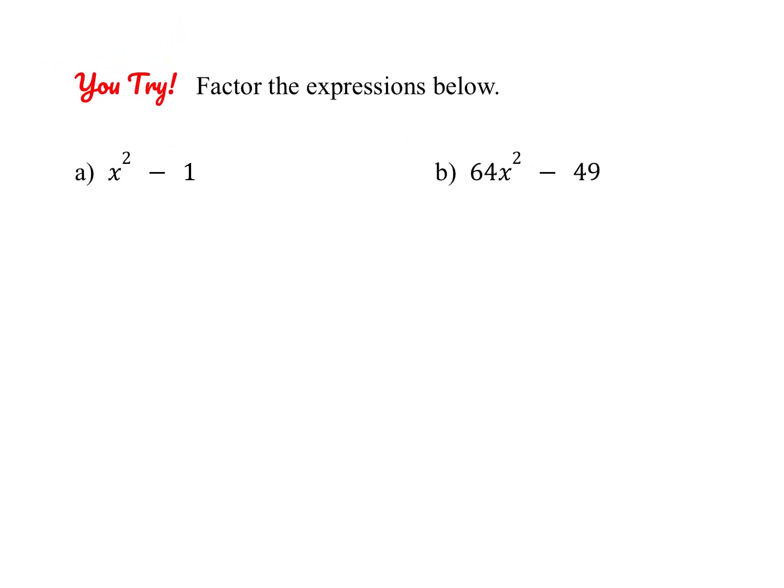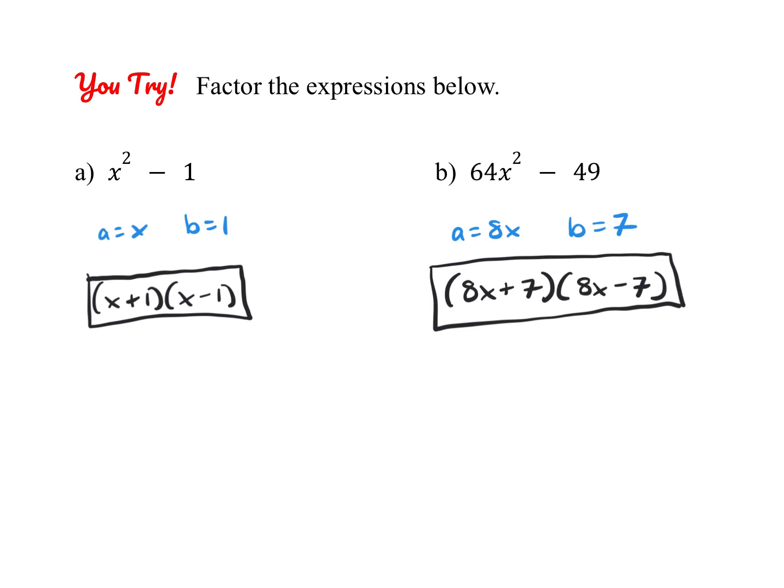All right, go ahead and pause the video and see if you can try these two on your own. All right, go ahead and check your work here. Please remember that 1 is a perfect square. We listed it out on the last slide. So our a value is x, our b value is 1. And then for part b, our a value is going to be 8x, and our b value is going to be 7.